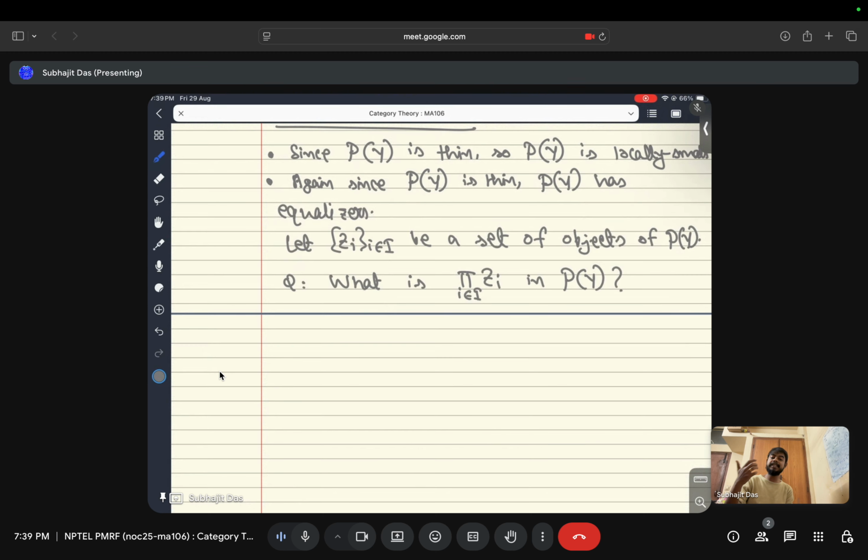So what you essentially need to find is a particular subset of Y using all these zi's, which is contained in every zj, and moreover, if A is some subset of Y which is contained in every zj, then A has to be contained in the product. So what is this product really? It's pretty easy to understand.